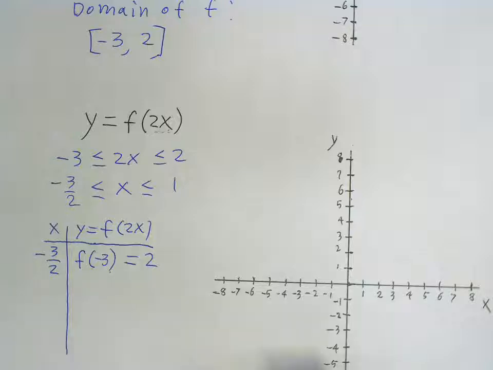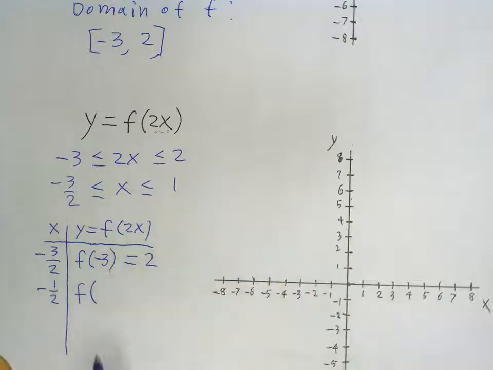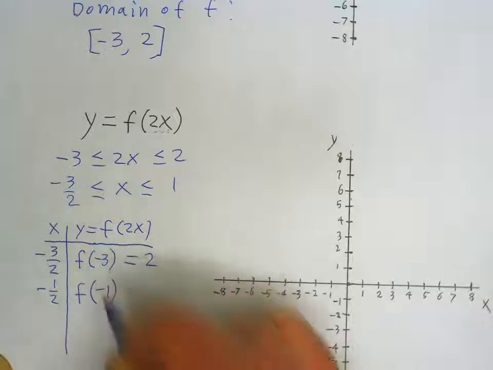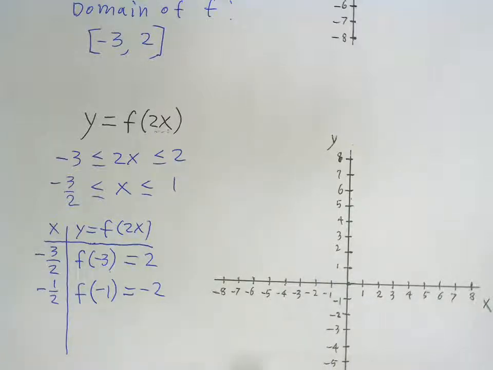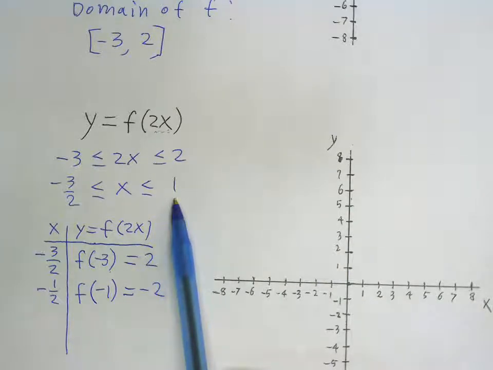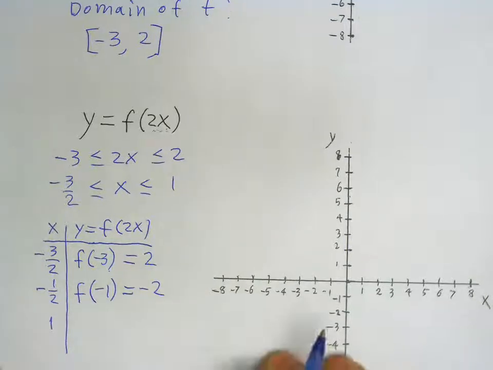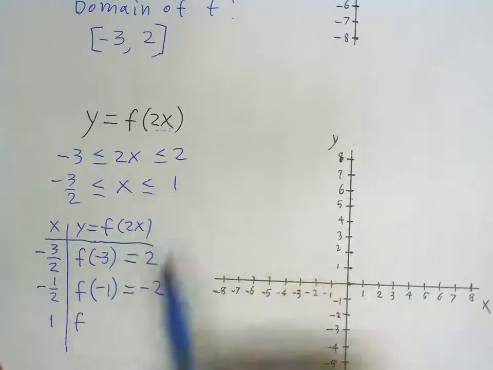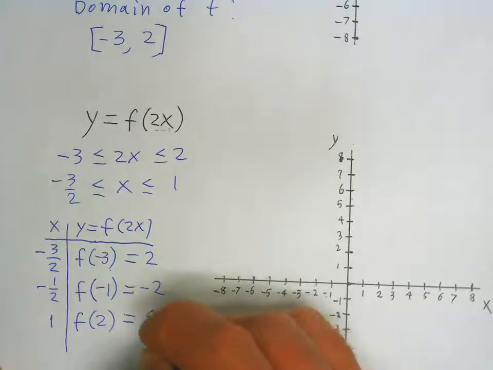Okay, then the trickier part, let's see, what is the x value that corresponds to that other endpoint? Well, it's just 1/2 of -1 or -1/2. So when x is -1/2, the y coordinate is f of 2 times -1/2. But 2 times -1/2 is -1. And we know that f of -1 equals -2. And then finally, the largest number in the domain of f of 2x is 1. So when x is 1, the y coordinate is f of 2 times 1, or f of 2. And we know that f of 2 equals 4.